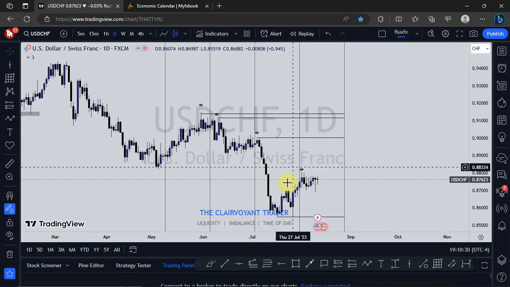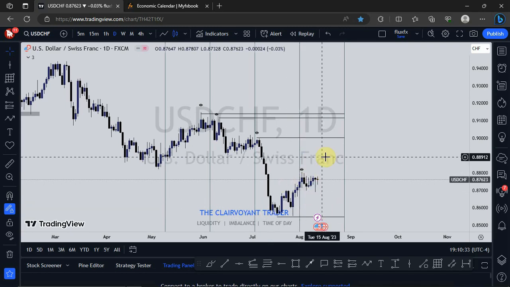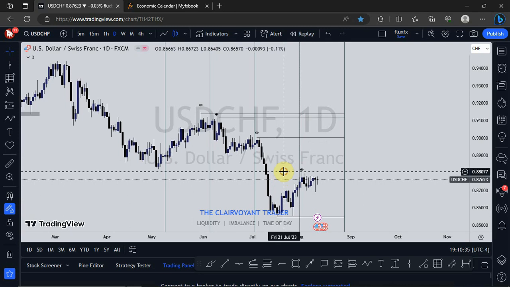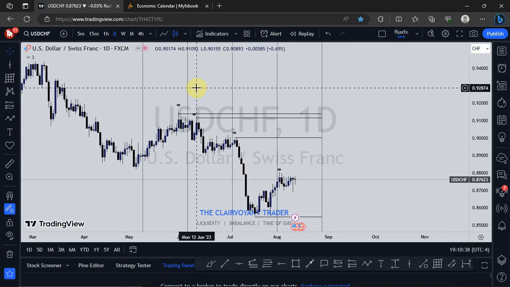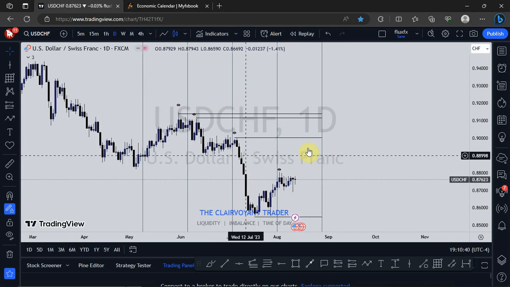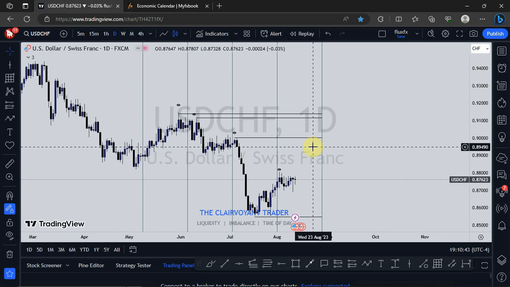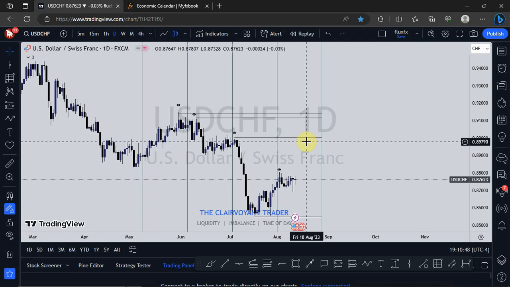All right, the reason why we are seeing this consolidation in here is a stronger USD fighting against the stronger CHF. That is why I always tell you that your correlation analysis should be up there. All right, that is one of the skills in technical analysis that you should have as a trader. You should be able to tell which pair to trade, and you can only do that when you know your correlation analysis.